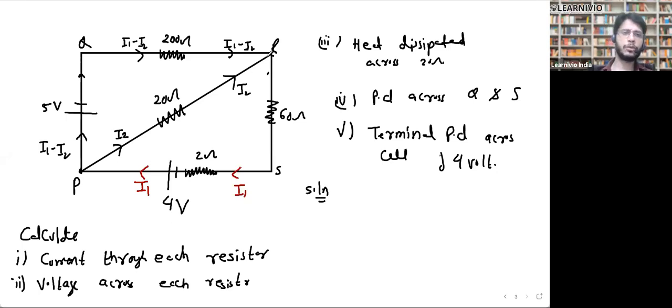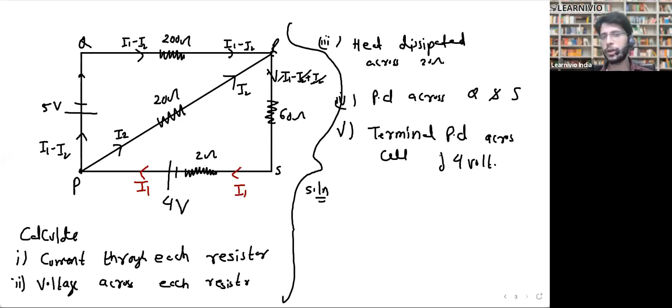So Ahmed, after combination, what should be the current through this arm RS? It should be just I1, because I2 and I2 will get cancelled. Very good. So these two will add up to get I1. You can check from here also: I1 minus I2 plus I2, the I2 gets cancelled out, and you will get I1.